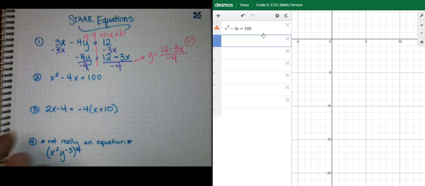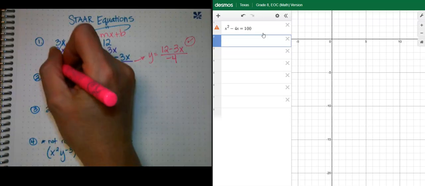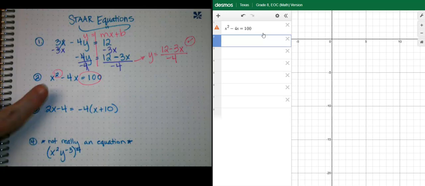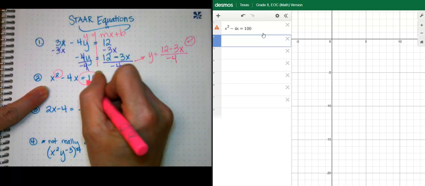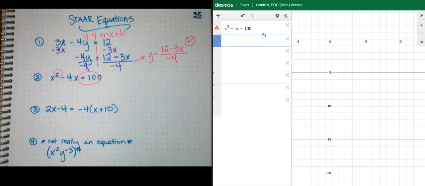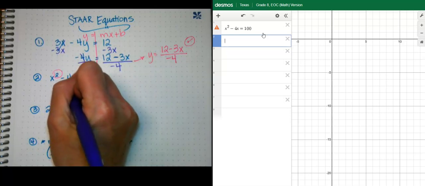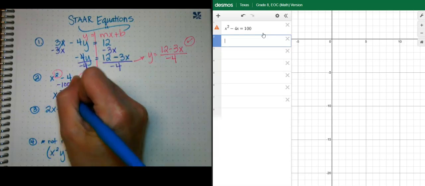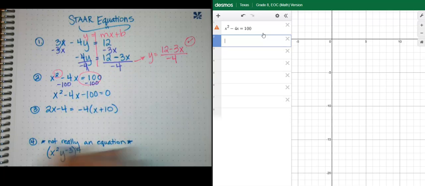So here's what I mean by that. This you would use if you see equals something thrown in there, and it's usually done with quadratics, which you'll know it's a quadratic because of that x squared. So the way I take care of this is I want it to equal 0. Well, right now it equals 100. How do I make 100 go away? Let's do minus 100. And as long as I do the same thing to both sides, that's totally fine. And now I have x squared minus 4x minus 100 is equal to 0.